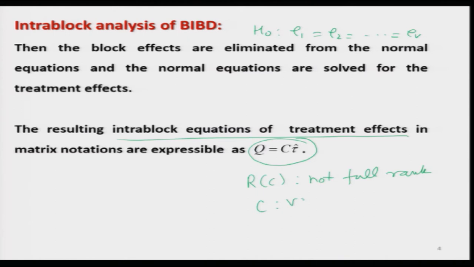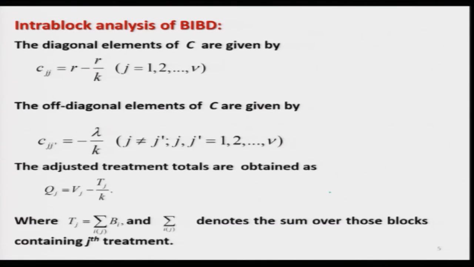And then after that we had proved that the rank of C is not full rank, right, because C is a matrix of order v cross v. So, the rank of C cannot be equal to v because the row sums and column sums in the C matrix are equal to 0. Then in the setup of BIBD, we had obtained the diagonal and off diagonal elements of the C matrix. So, we had obtained the diagonal elements of the C matrix, say C_jj, as r minus r upon k for j goes from 1 to v.